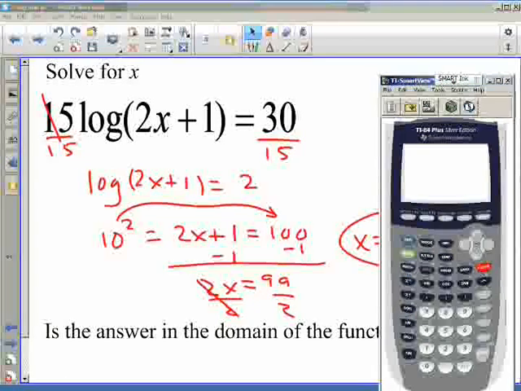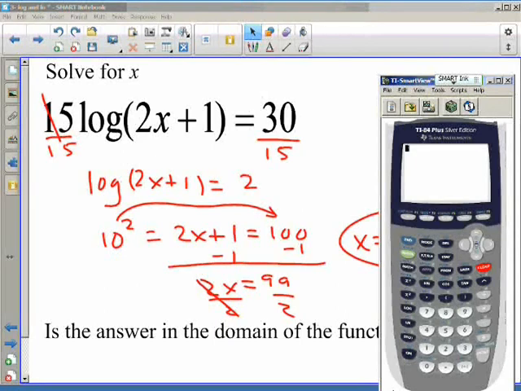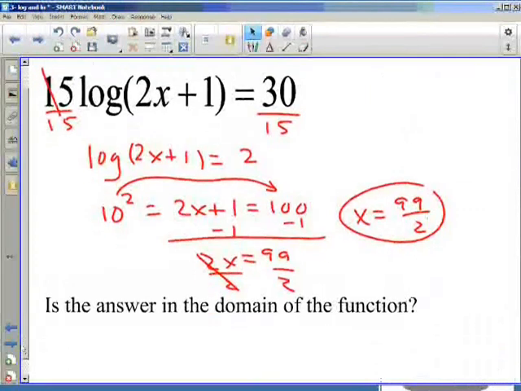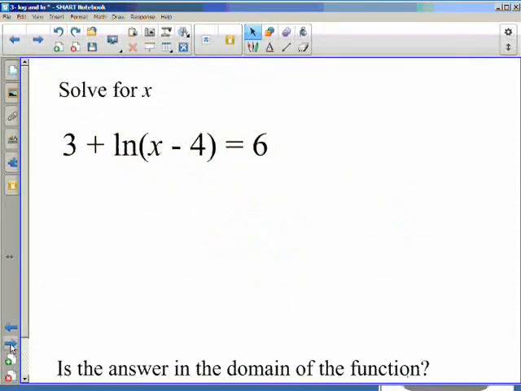So when we plug in the calculator, hopefully we'll get our answer here. Log of 2 times 99 divided by 2. I guess we could have done that in our head. That'll be our 99 plus 1. Should give us 30, and it does. All right, so we want to always check our answers, make sure we're good. The domain being positive values, 99 over 2 qualifies. We're going to do a few of these, so get ready.